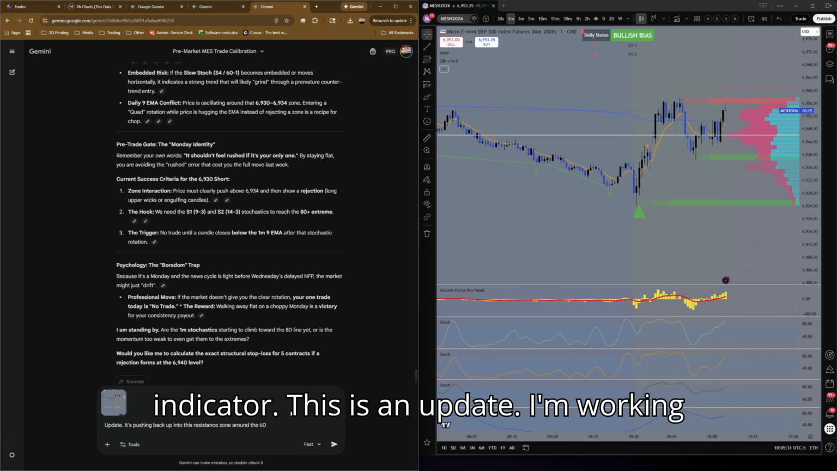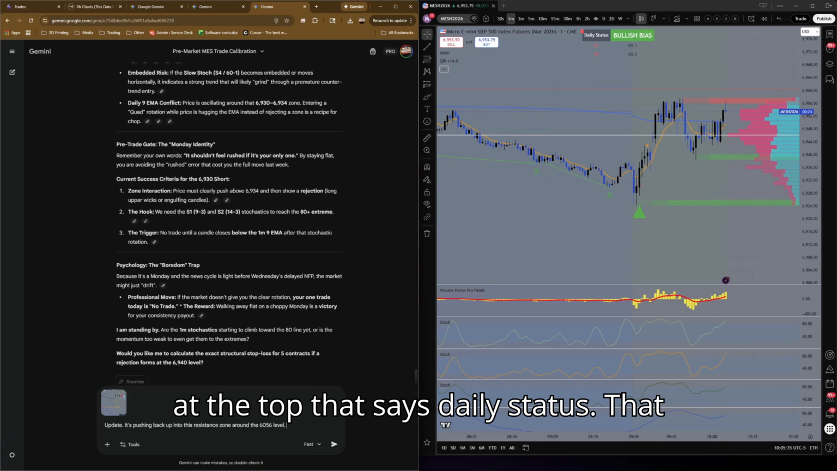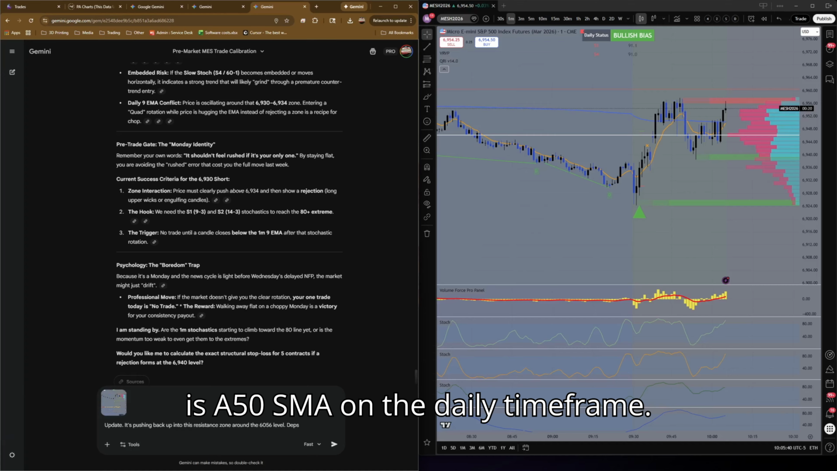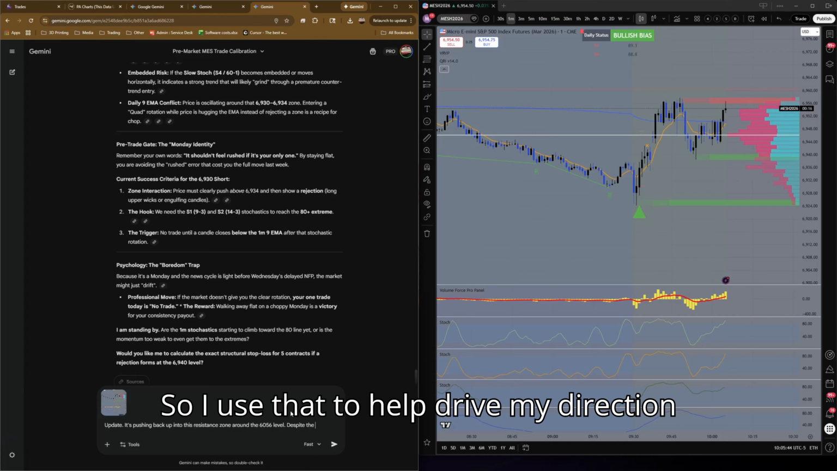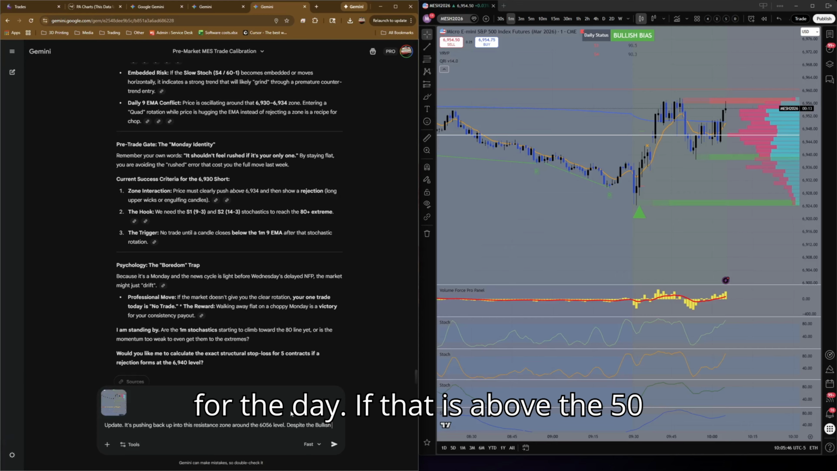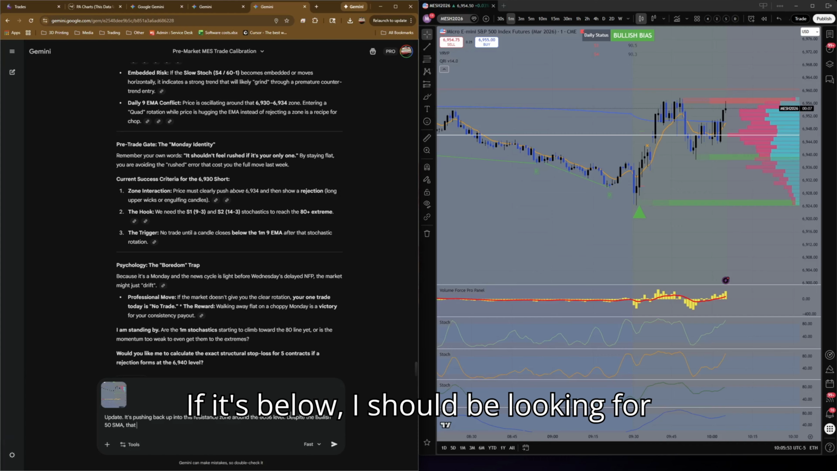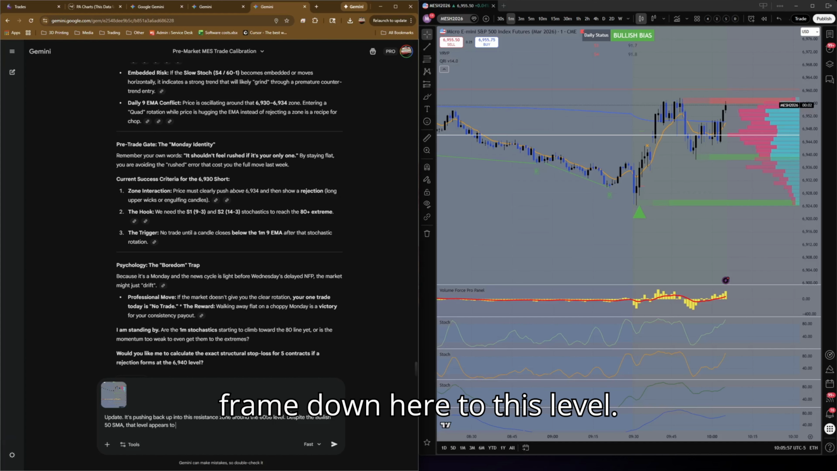Now, if you notice, I do have something new in this indicator. This is an update I'm working on and testing. But that bullish bias up at the top that says daily status, that is a 50 SMA on the daily time frame. So I use that to help drive my direction for the day. If that is above the 50-day SMA, I should be looking for longs. If it's below, I should be looking for shorts, regardless of my 1 minute time frame down here to this level.